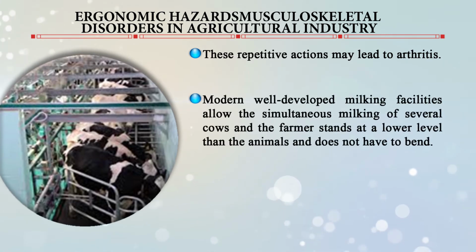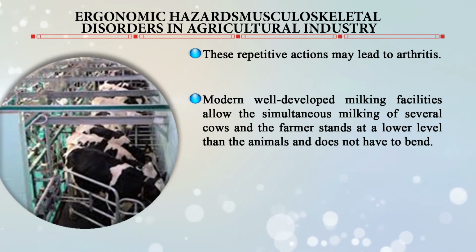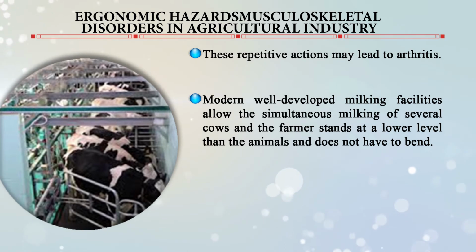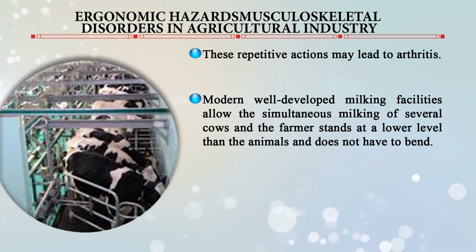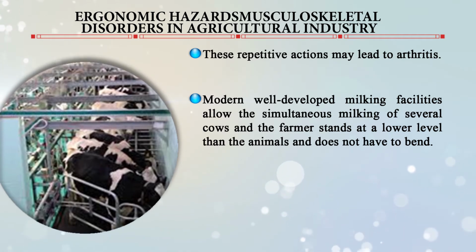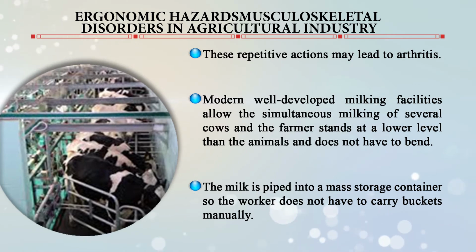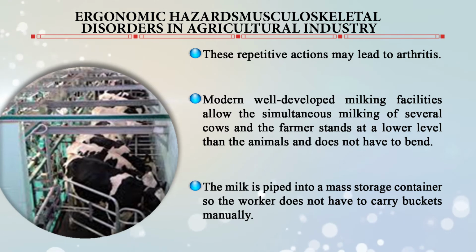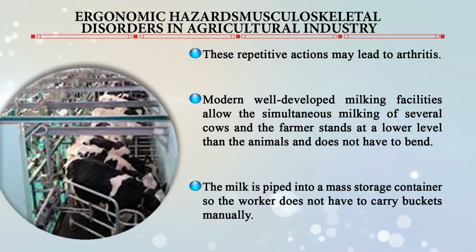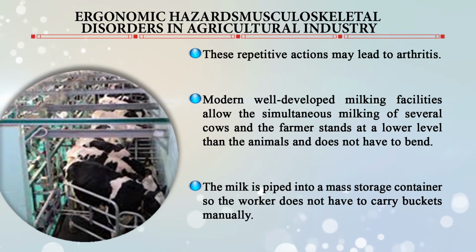So most well developed milking facilities will allow simultaneous milking of several cows. At one time you can milk several cows, and the farmer will normally stand at a lower level than the animal, so he doesn't have to bend. Then the milk is piped into a mass storage container so that the worker doesn't have to carry the buckets manually, because in the manual sector they have to transport those buckets or milk containers to other places. So there again they are exposed to certain ergonomic hazards.